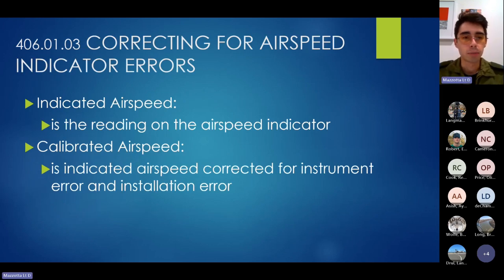Okay, so some definitions here that are important to know. Indicated airspeed is what the airspeed indicator is showing you. So if your airspeed indicator in the glider is showing you 50 miles an hour, you're flying 50 miles an hour. That's your indicated airspeed. Calibrated airspeed is basically corrected for any mechanical errors that could occur. So the calibrated airspeed is your indicated airspeed corrected for instrument and installation error.